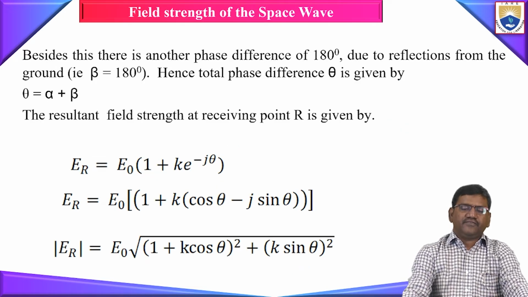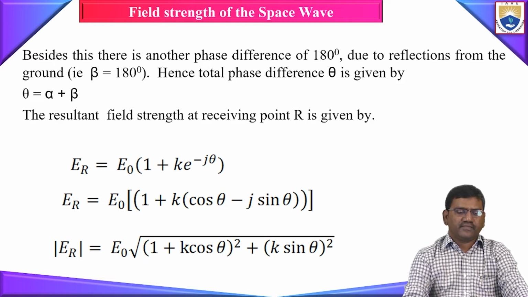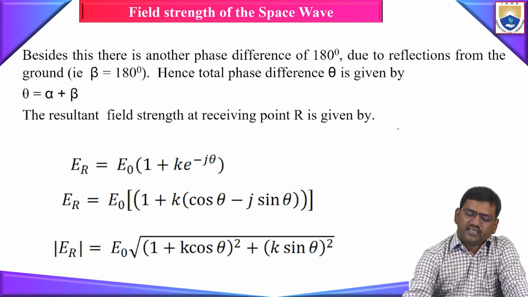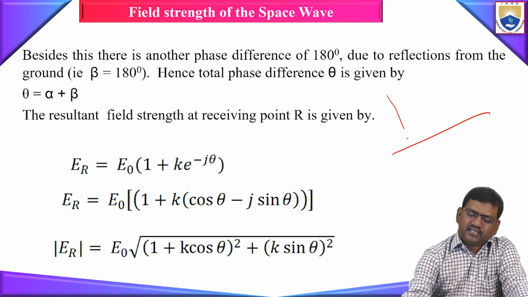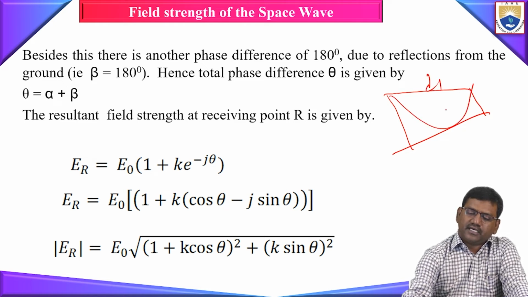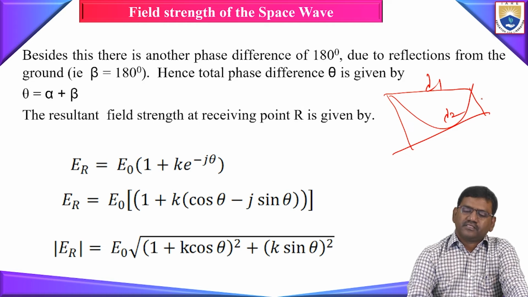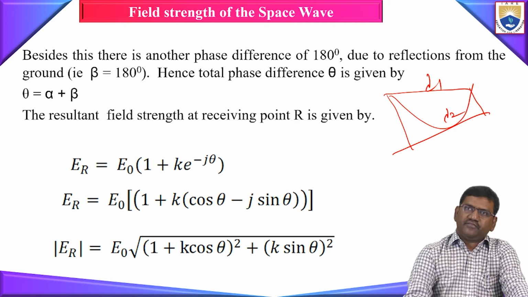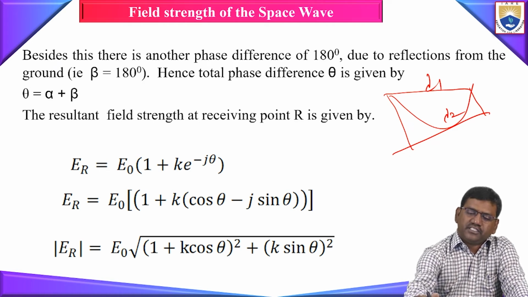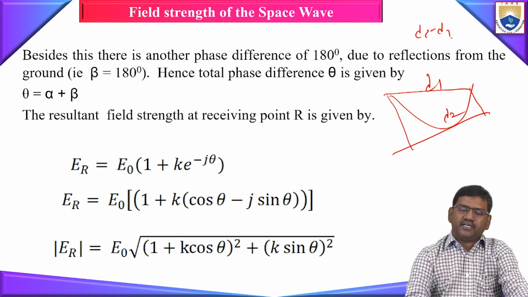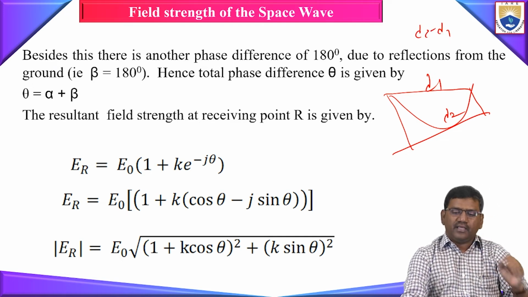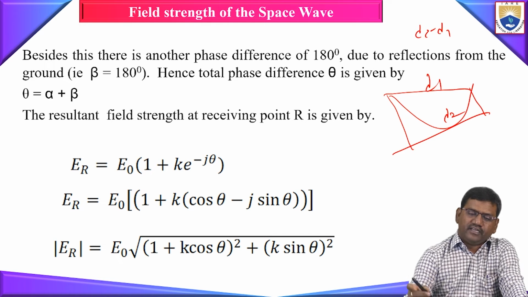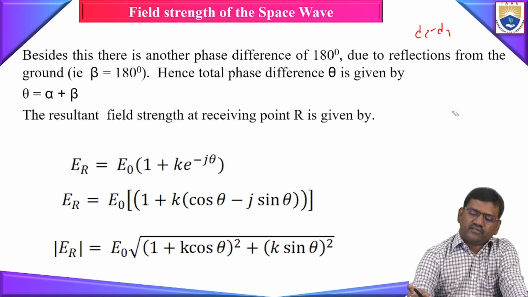Here there is another phase difference of 180 degrees due to the reflections from the ground. As we have seen here, this is the surface of the earth, this is the transmitting antenna, and this is the receiving antenna. We have calculated the phase difference due to the path difference D2 minus D1, due to the difference of the two paths D1 and D2. And here there is another wave, which we call the ground reflected wave.